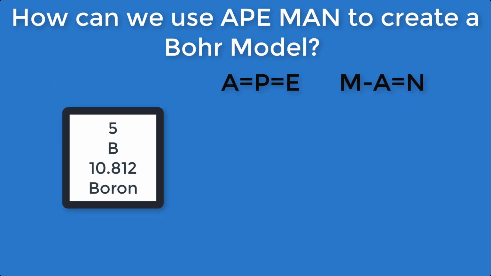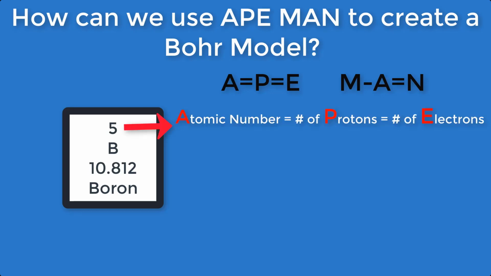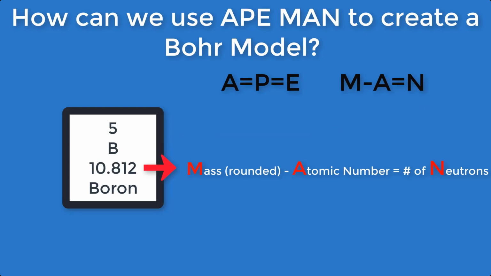We can use our knowledge of Ape Man to get the necessary parts to build our Bohr model. So, using the atomic number, we know that boron has 5 protons and 5 electrons, APE. We can also calculate the neutrons using the man. Remember, we round the mass and subtract the atomic number. This gives us 6 neutrons.